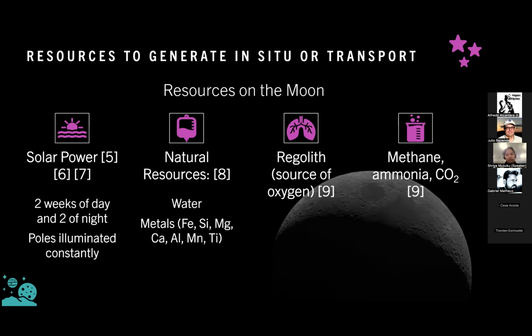We also have metals, so we can probably extract them from the surface similar to what we do on Earth, but that's going to take further exploration because of that lunar dust and regolith that we talked about. Now, moving right into that, what can the regolith do for us, right?